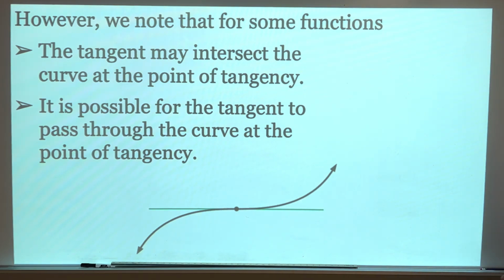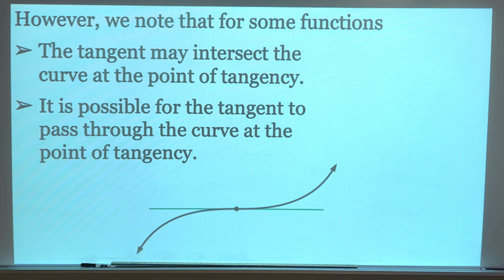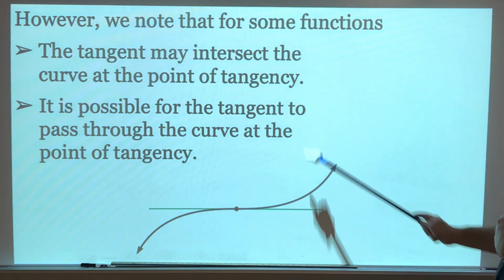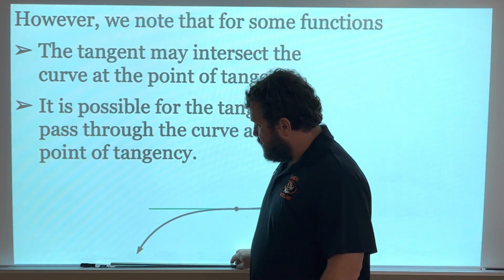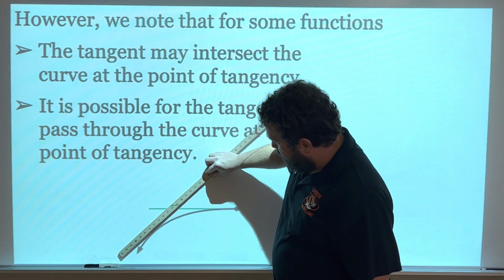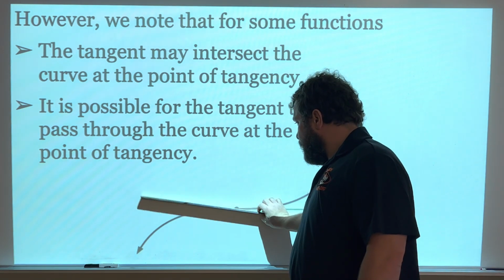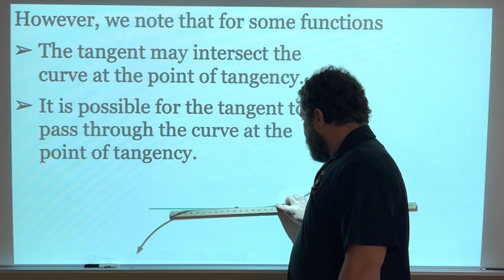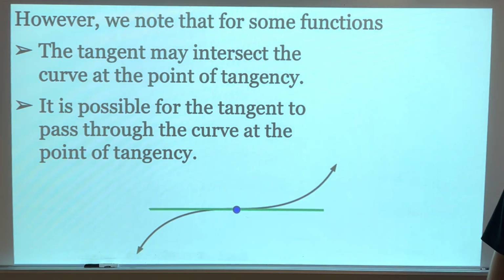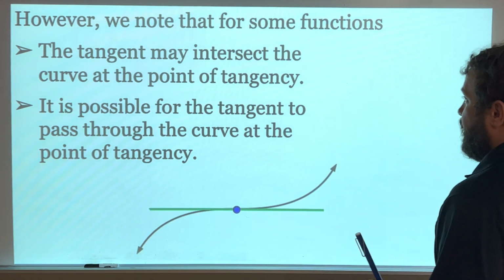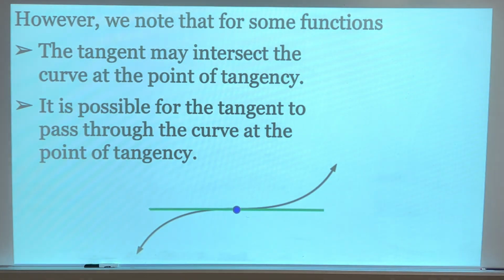However, for some functions, you need to know that the tangent may intersect the curve at the point of tangency. So it's possible for the tangent to pass through the curve at the point of tangency. So notice what happens here. If I was going to do my tangent line here, it would go like this and it wouldn't touch, but then when it gets to this point right here, it's actually going to go through the middle. And then what would happen is it would be increasing again. So it can actually pass through your curved line. That's allowed. A lot of people don't think you can pass through the curve. In fact, you can.